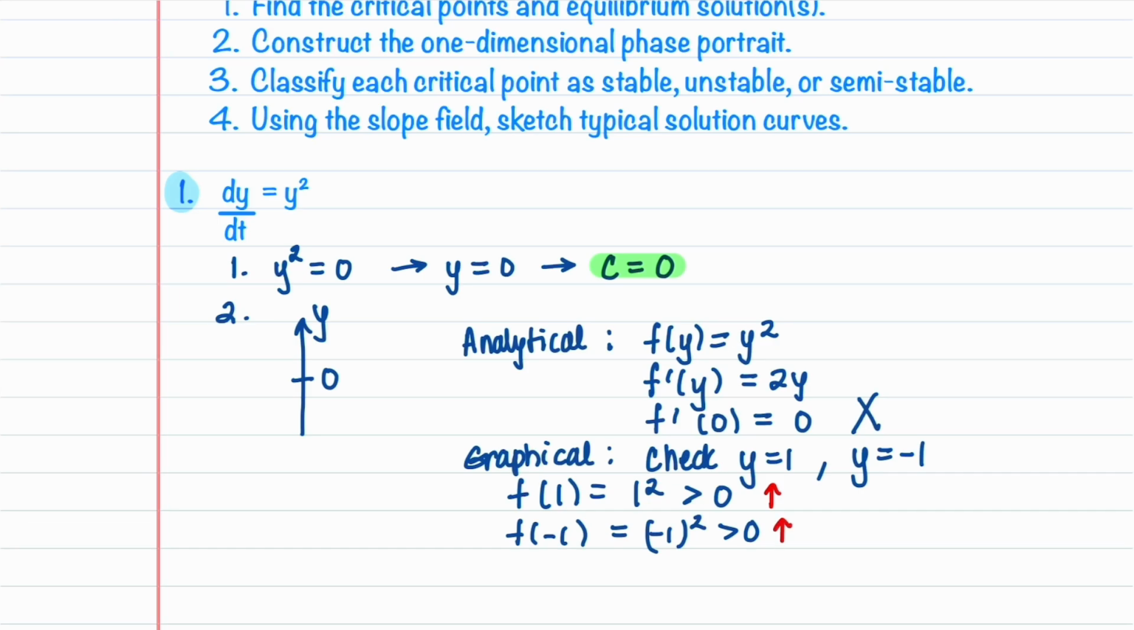Let's put this information over here on our phase portrait. We're going to put an up arrow in both regions. Now what we want to do in step 3 is to classify this critical point. This critical point is called semi-stable. Let's highlight that. And the reason that it's semi-stable is that above the critical point, the solution is moving away, but below the critical point, the solution is moving toward. And that's why it's called semi-stable.